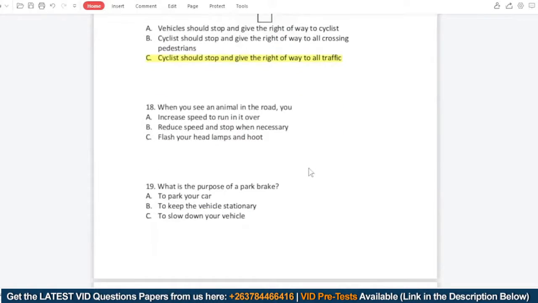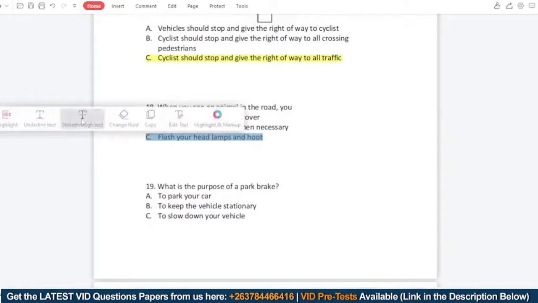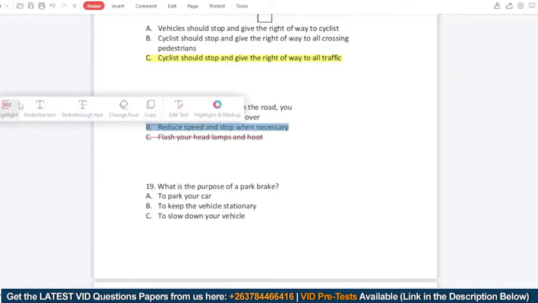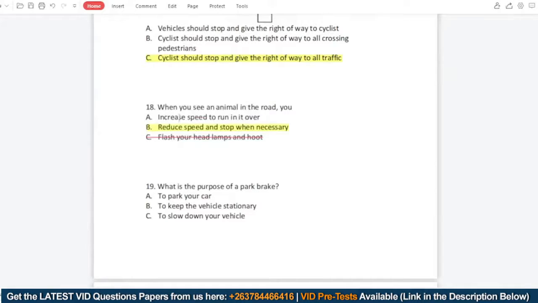Number 18. When you see an animal in the road, option A, you increase speed to run it over. No, you can't do that. Option B, reduce speed and stop when necessary. True, right? C, flash your headlamps and hoot. Actually, that's quite dangerous. The animal might think that you're attacking it and it will retaliate. So it's very dangerous. Let me just strike it through. So the correct answer for number 18 is B.